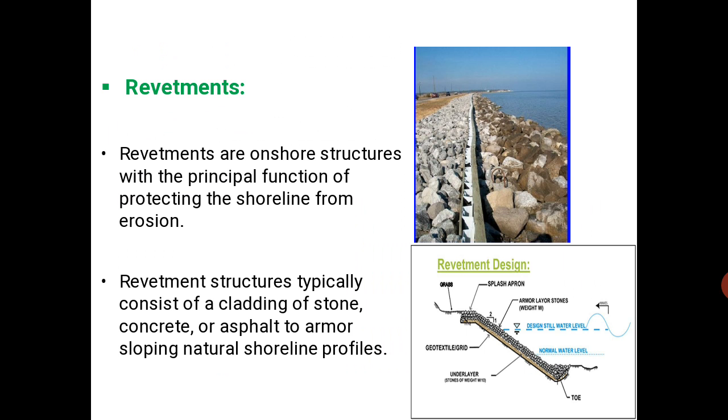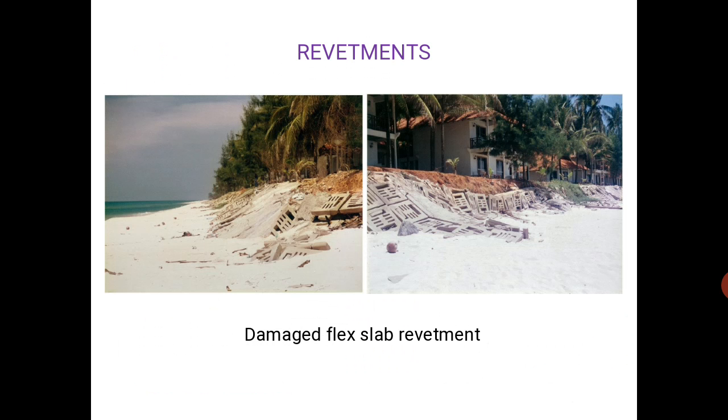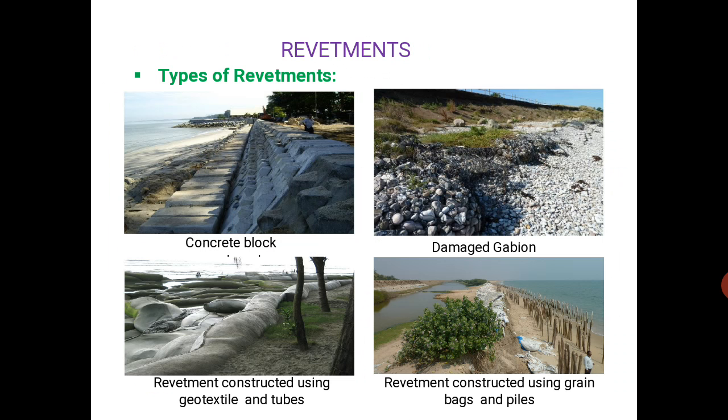Revetments can be exposed as well as buried structures. Rubble mound revetment, interlocking concrete slab revetment and gabion mattress revetment at the foot of a lake are the examples. A damaged flex slab revetment is an example here. These are the examples of concrete block revetments, gabion revetments, geotextile tube revetments, and grain bags and piles revetments.